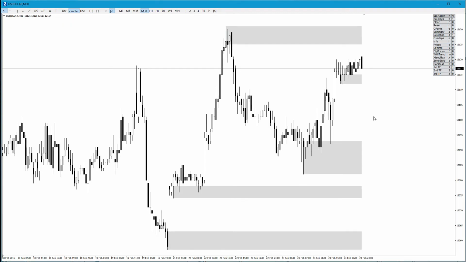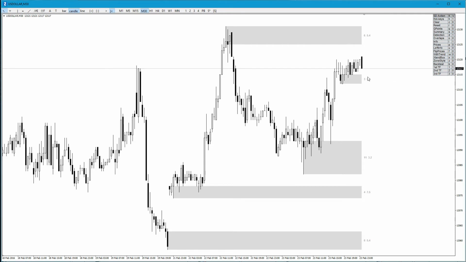Now we have letter I. Letter I is for info. It will display various information in text format, including the score of the zone, but in order, this is how the info comes up. This first number is the size of the zone.